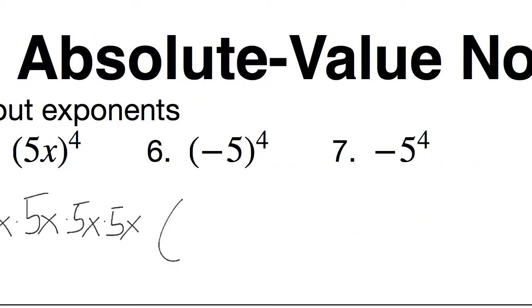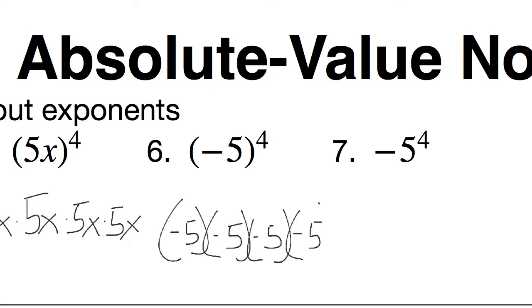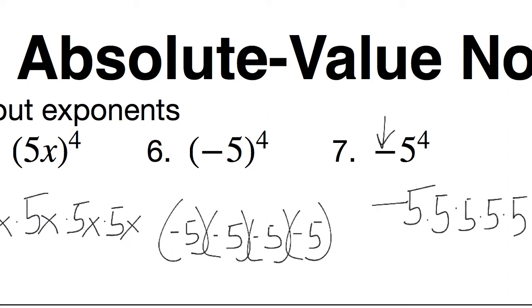It's very important to use parentheses here because you want to make sure the negative gets repeated as well 4 times. Negative 5 times itself 4 times, and then that's different from 5 repeated 4 times and make it negative. 5 times 5 times 5 times 5. Here, the negative gets dropped down. It does not get repeated because the exponent does not apply to the negative. It only applies to the 5.